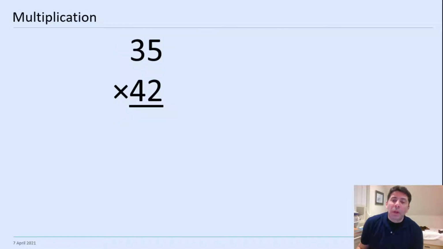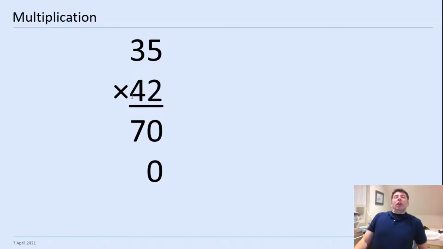We can also multiply numbers, so 35 times 42. We need to know that 2 times 5 is 10, so it's 0, carry the 1. 2 times 3 is 6, plus the 1 makes 7. So that gives us 70. That's 2 times 35 gives us 70.